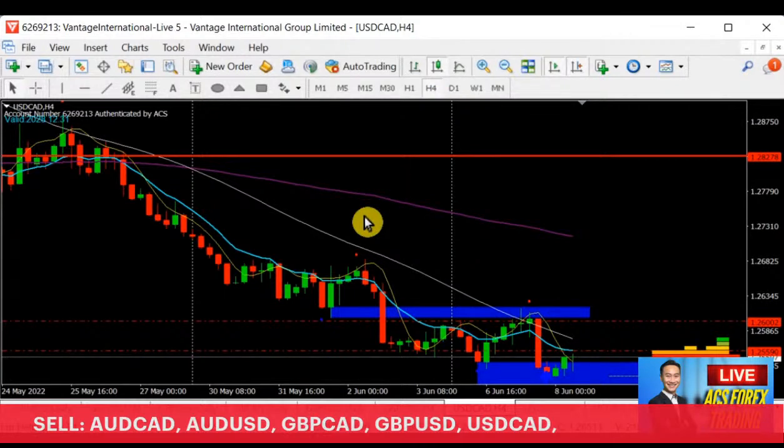H4 is very important over here. We are very near to H4, and there's a lot of turbulence there. So I'll be waiting for H4 to open and see what the situation is like before I take action on this dollar cat.